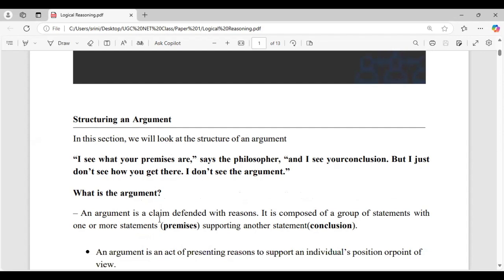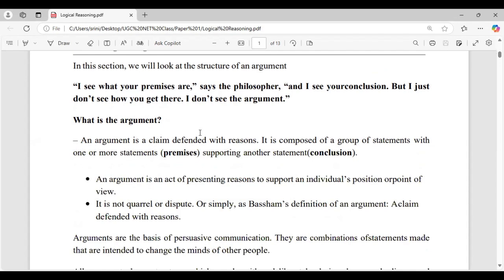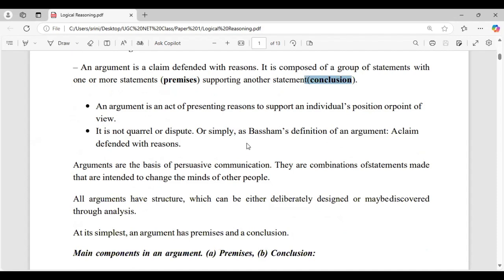Okay. Structuring an argument. What is an argument? An argument is a claim defended with reasons. It is composed of a group of statements, with one or more statements, premises, supporting another statement, the conclusion. An argument is an act of presenting reasons to support an individual's position or point of view. It is not a quarrel or dispute, but simply a claim defended with reasons.